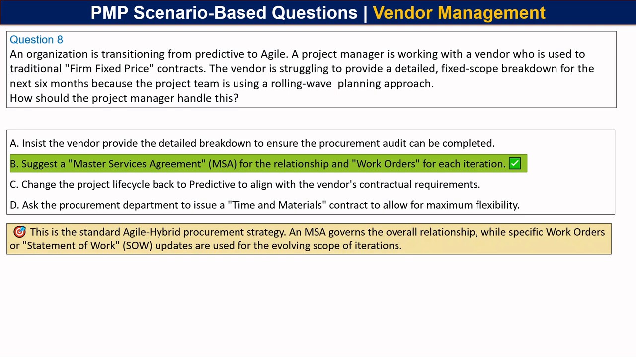This is a standard agile hybrid procurement strategy. An MSA governs the overall relationship, while specific work orders or statement of work, SOW, updates are used for evolving scope iterations.